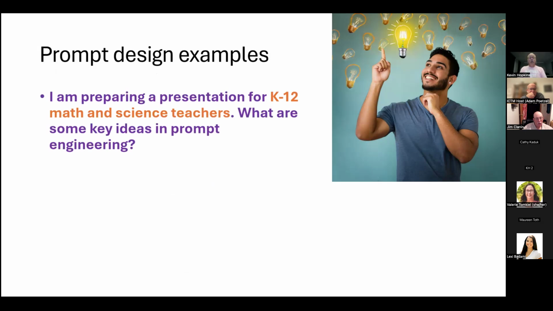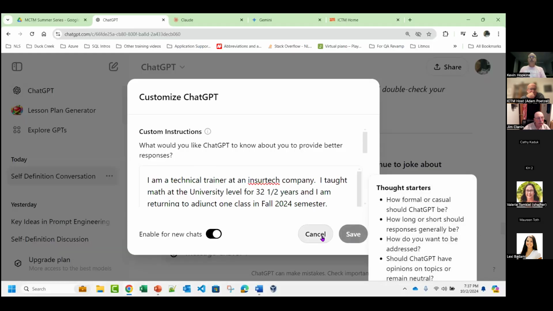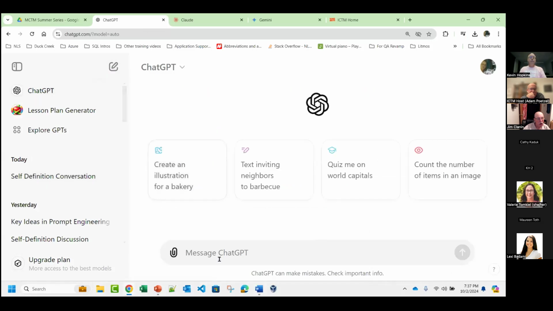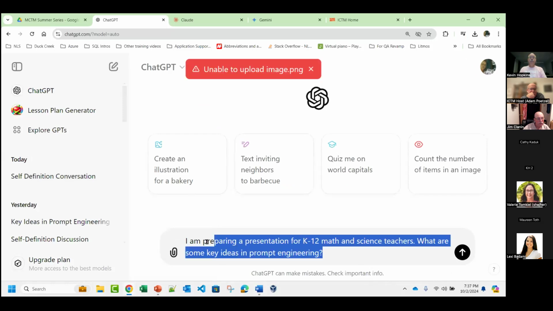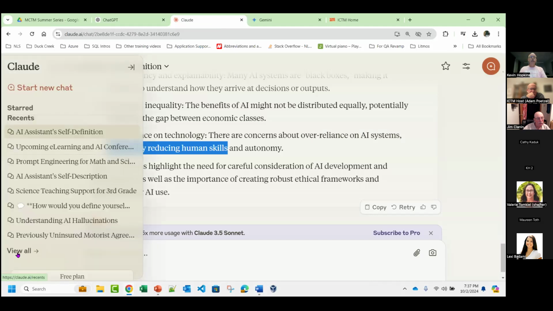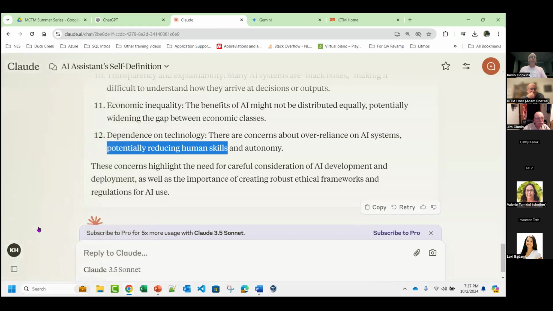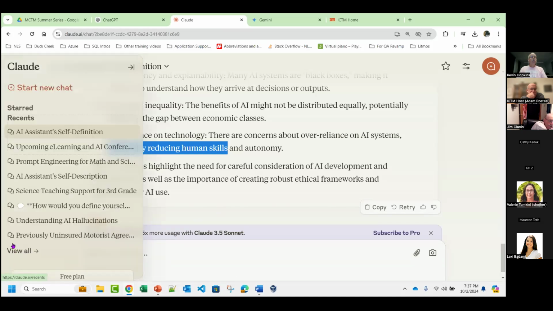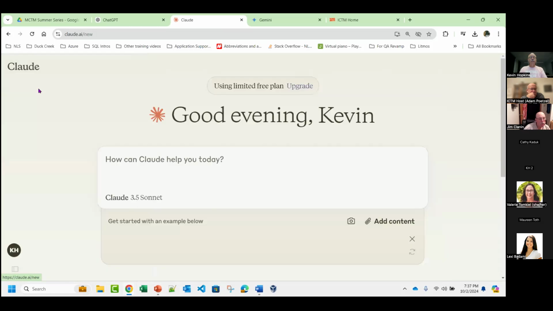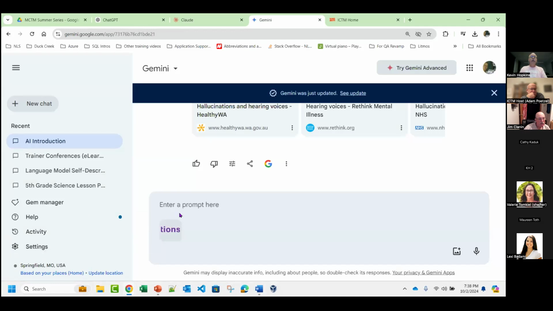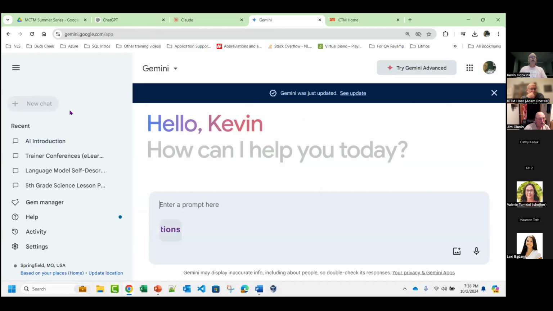So here's one that I ask, and in fact, for this one, ChatGPT, I'm going to start a new chat. In fact, on all of them, I'm going to start a new chat. I'll let that one start working. In Claude, the new chat is when you click here, start a new chat. And in Gemini, it is up here to start a new chat.